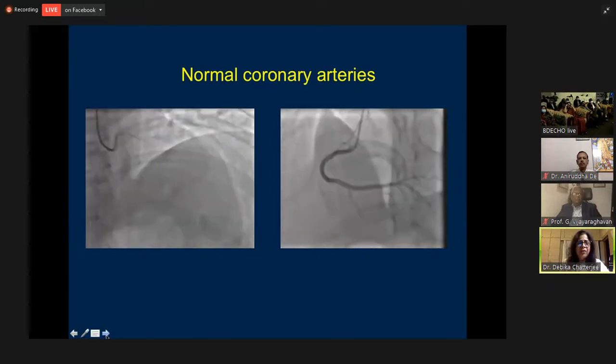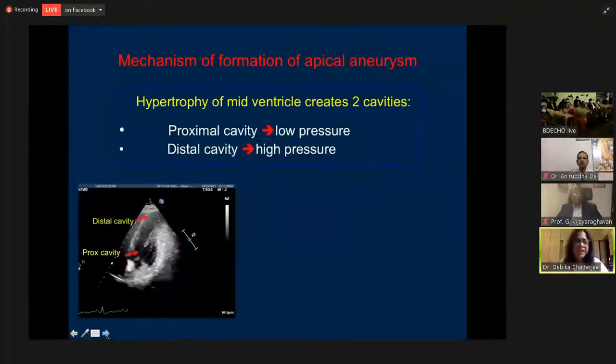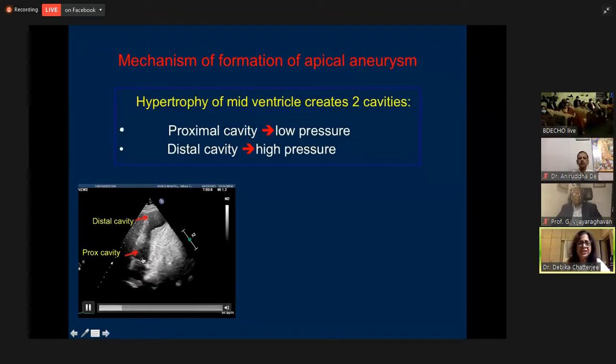So what is this then? This aneurysm is not a post-myocardial infarction aneurysm. The mechanism of formation of this aneurysm is very fascinating. If we look here, you see on either side of the obstruction, there are two adjacent cavities. One proximal cavity and the other one, the distal cavity.